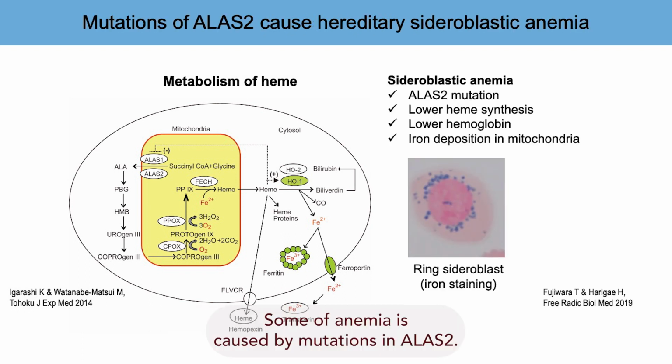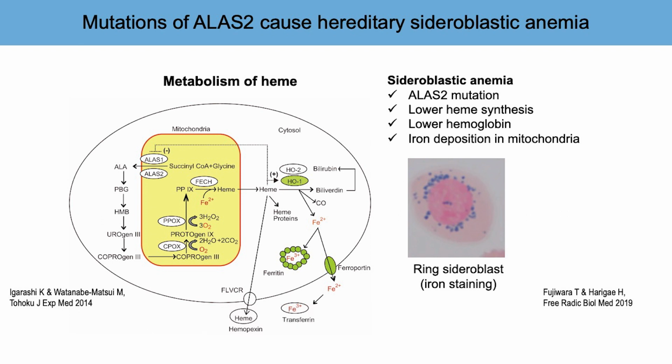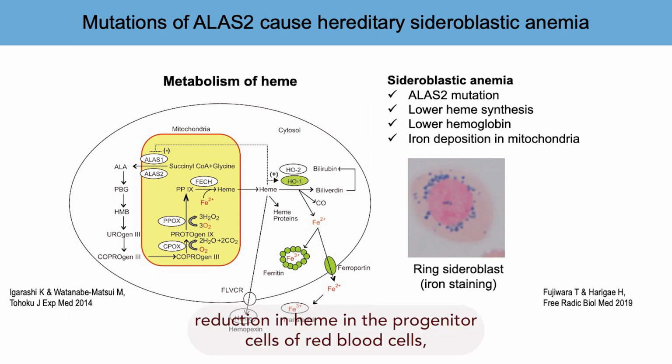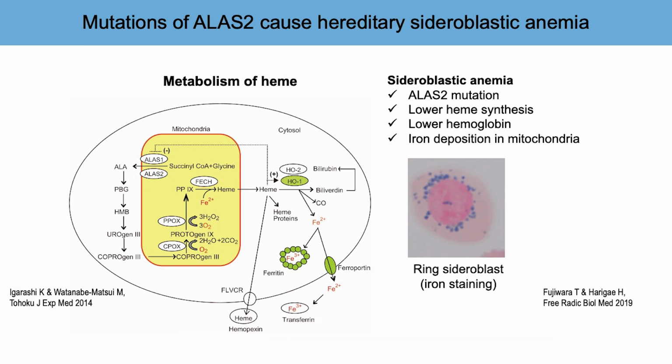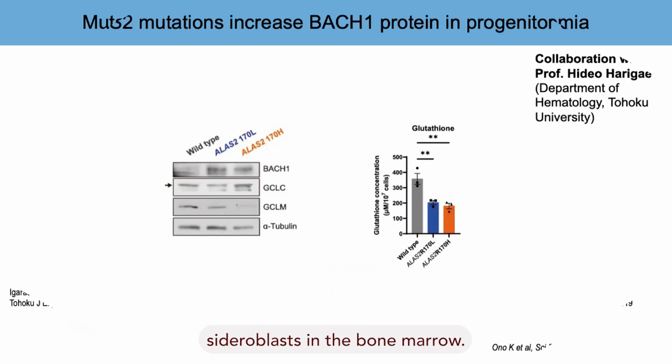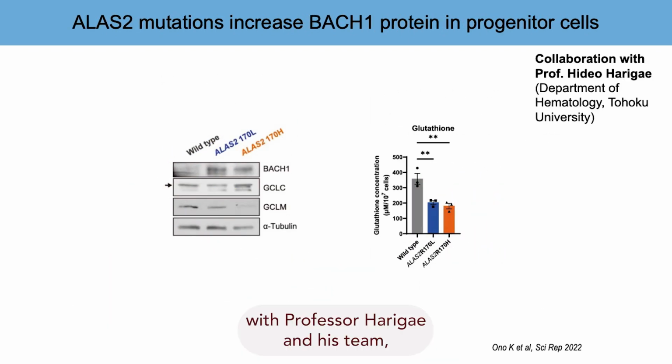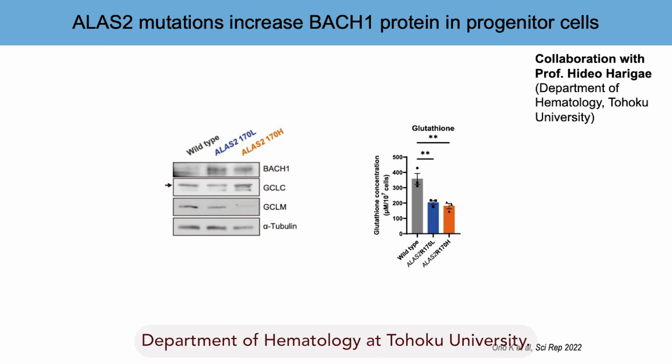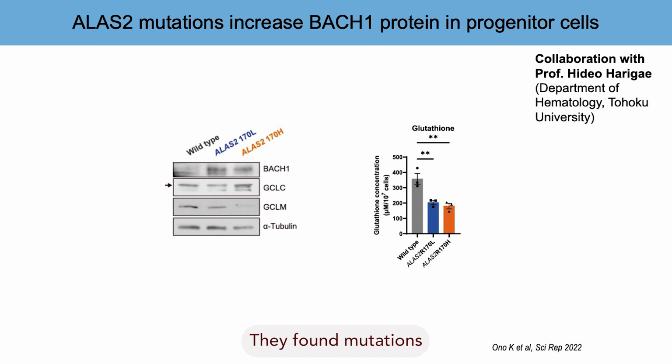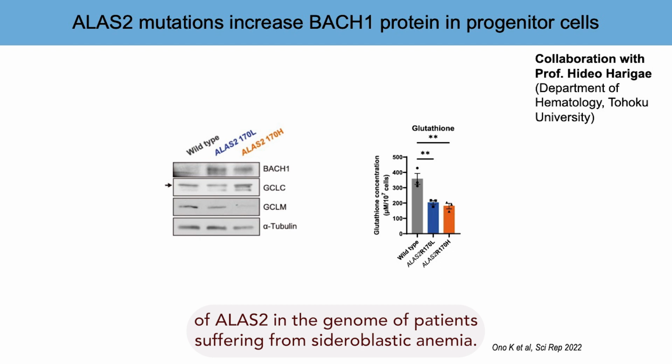Some anemia is caused by mutations in ALAS2. These mutations cause a reduction in heme in the progenitor cells of red blood cells, leading to a reduction of hemoglobin, and hence anemia. Because iron is not used in those cells, iron is accumulated within mitochondria, leading to the formation of typical ring sideroblasts in the bone marrow. This project is a collaboration with Professor Harigae and his team, Department of Hematology at Tohoku University. They found mutations of ALAS2 in their patients suffering from sideroblastic anemia.